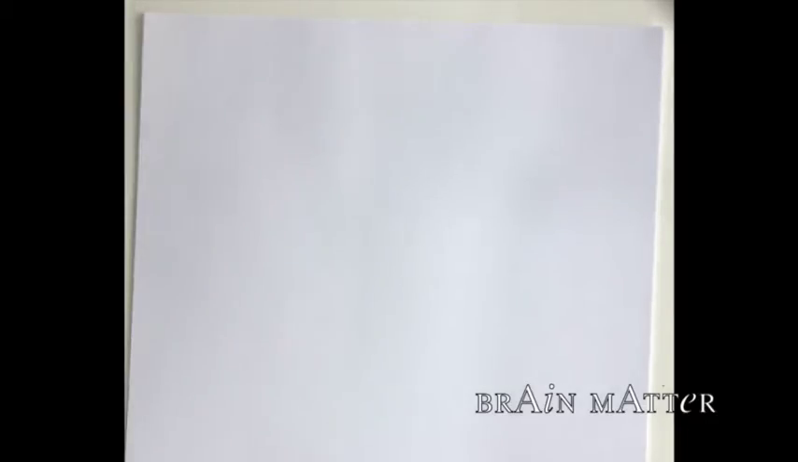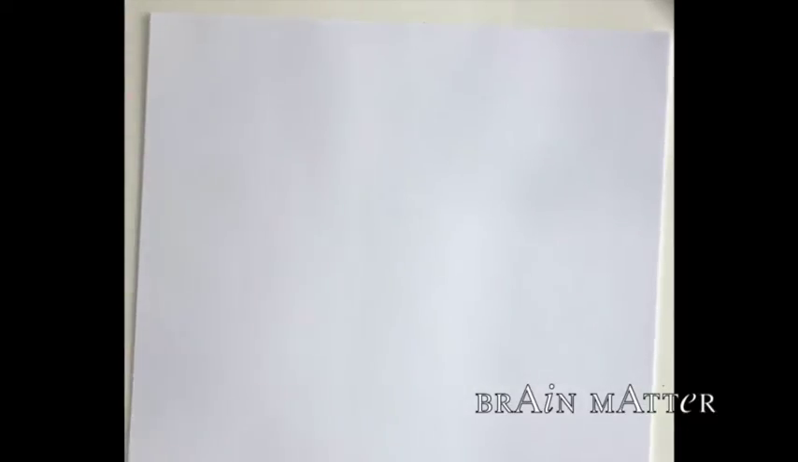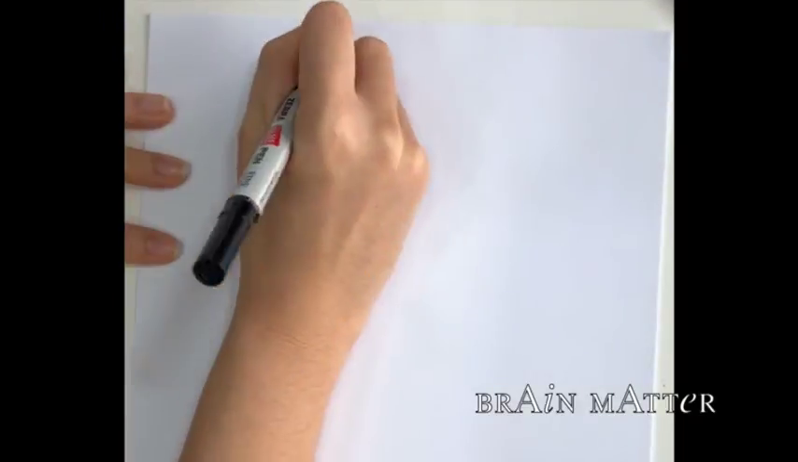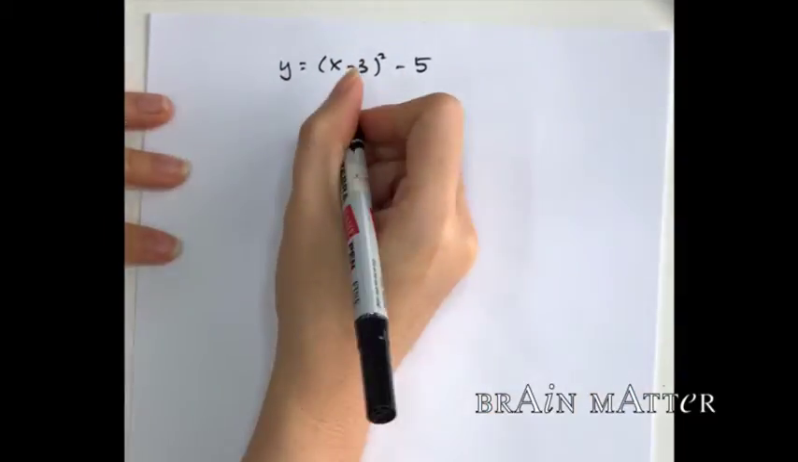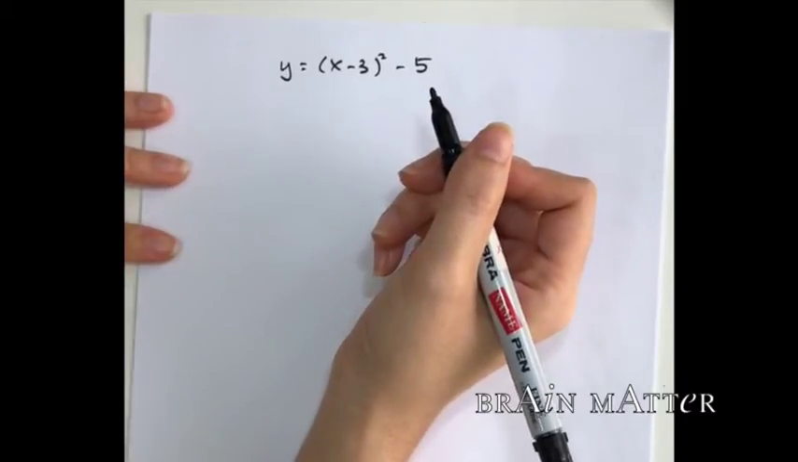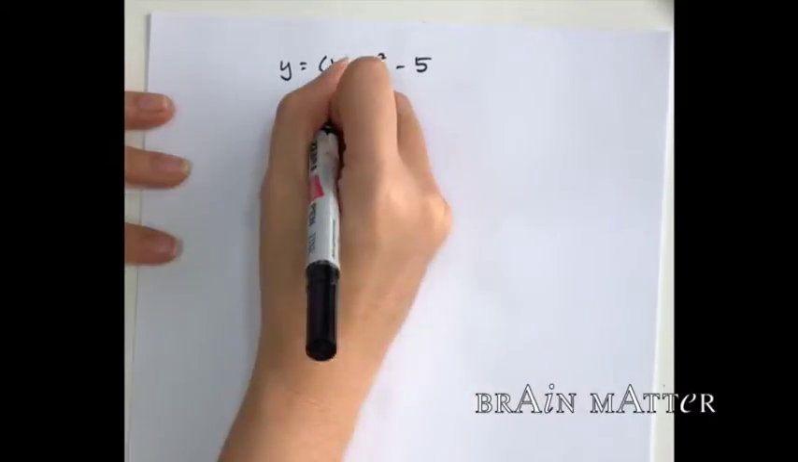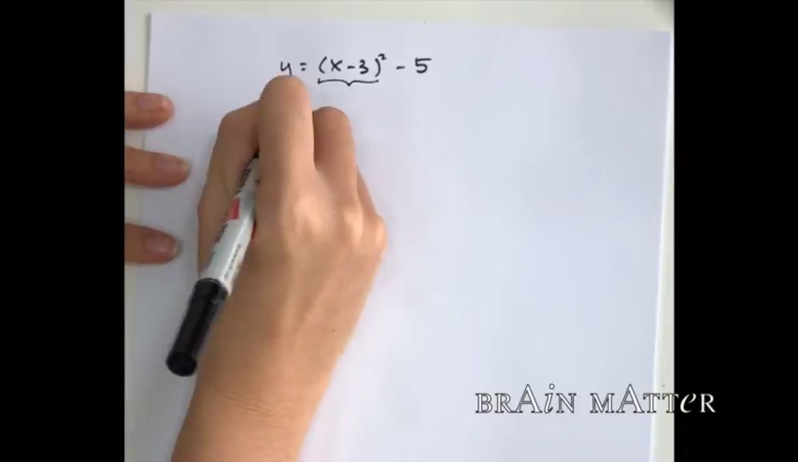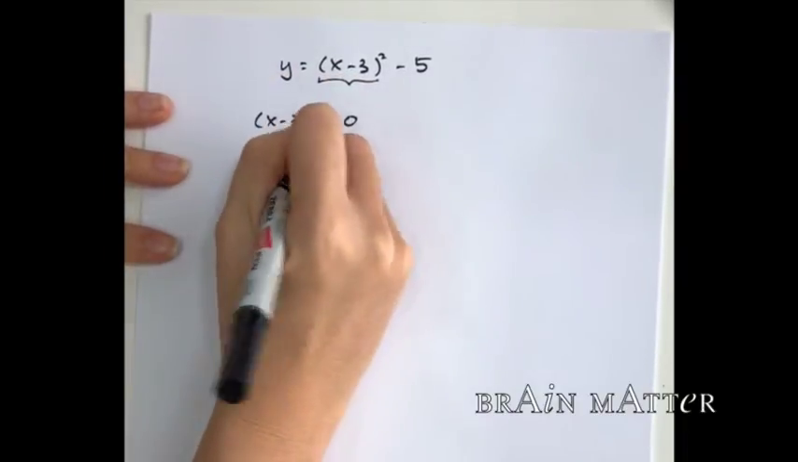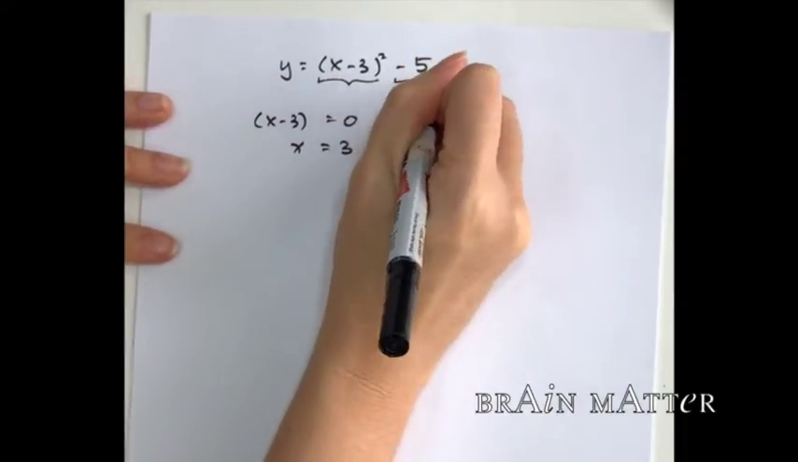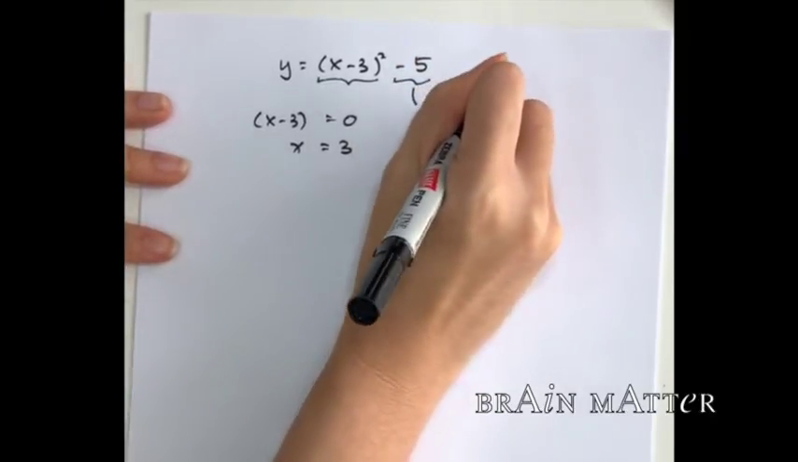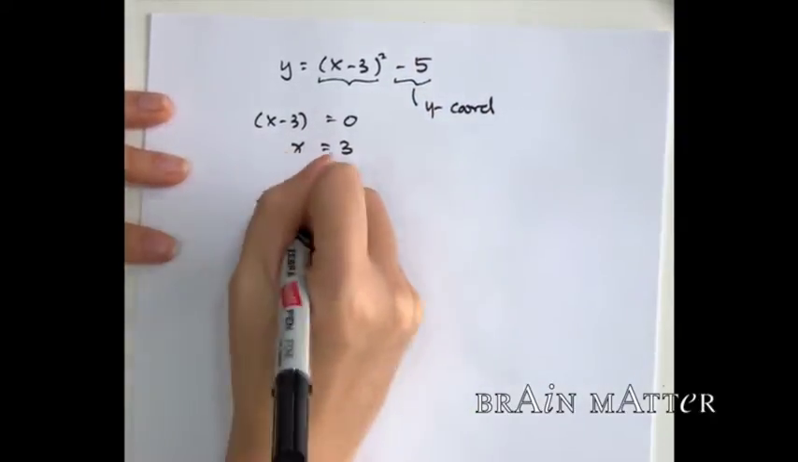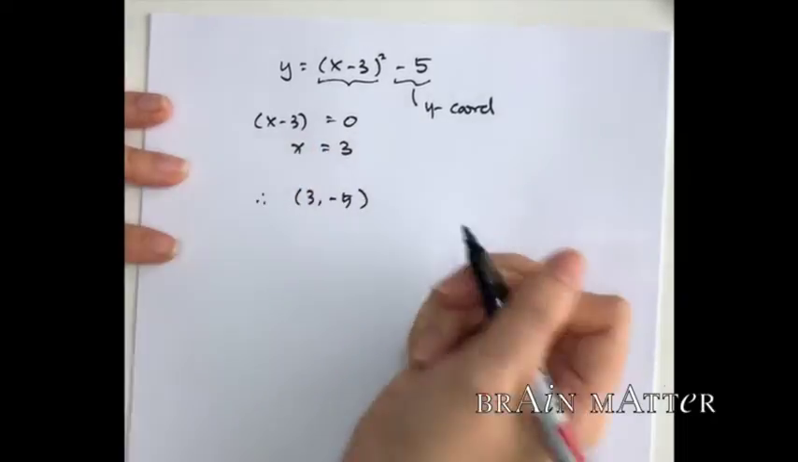Next. But some people think that it's really, really complicated to do that method. So there's actually a shortcut to it. Like this. How do you determine what is the x and the y coordinate of the turning point? Just look at this. Just let this bracket be equal to 0. And then just look at this number. This number will give you the y coordinate actually. So you get 3 and negative 5.